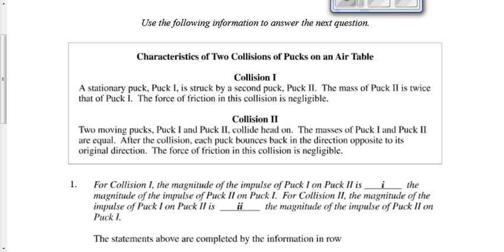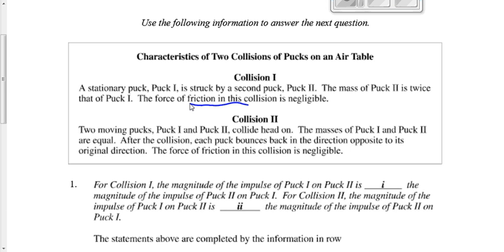All right, this question involves 2 collisions of pucks on an air table. It says in the first one, a stationary puck, puck 1, is struck by a second puck, puck 2. The mass of puck 2 is twice that of puck 1. So masses are different. There is no friction, so we don't need to worry about that. Basically, what are they telling us when there is no friction in this?